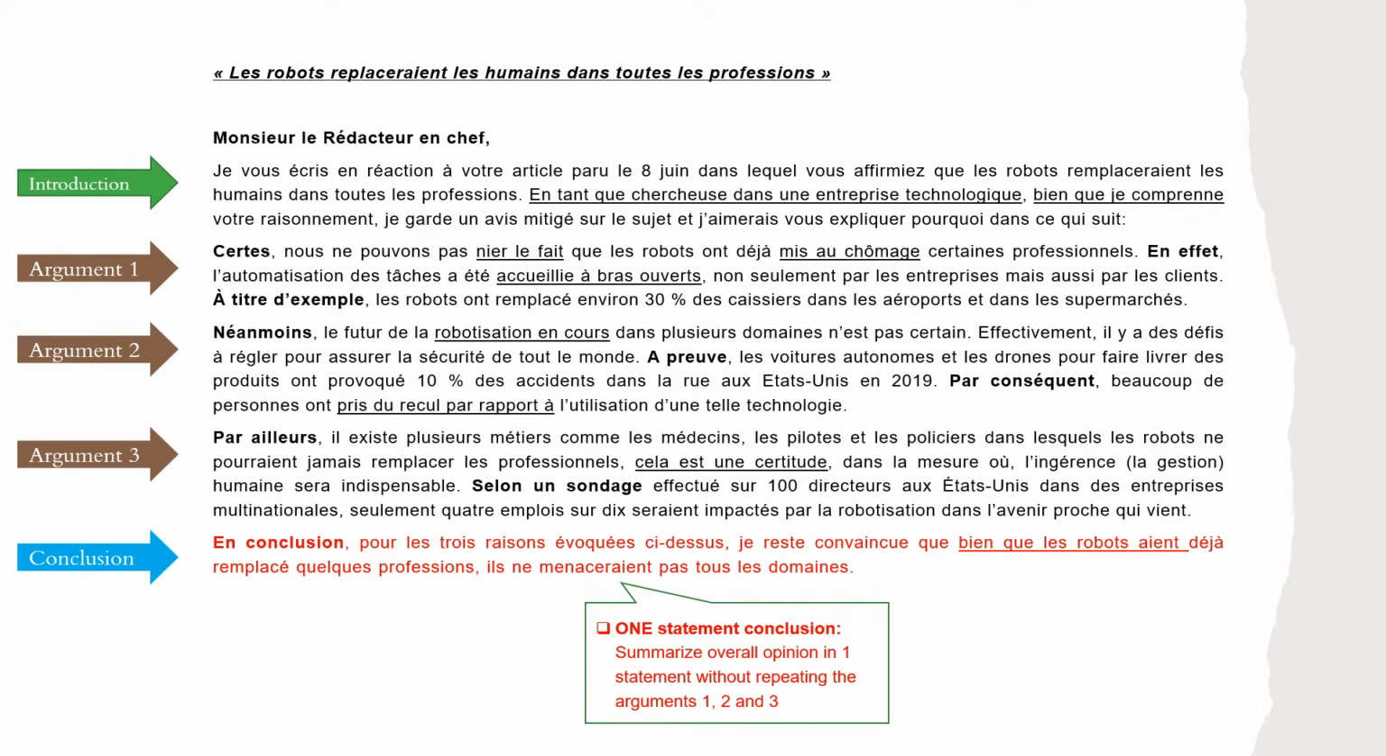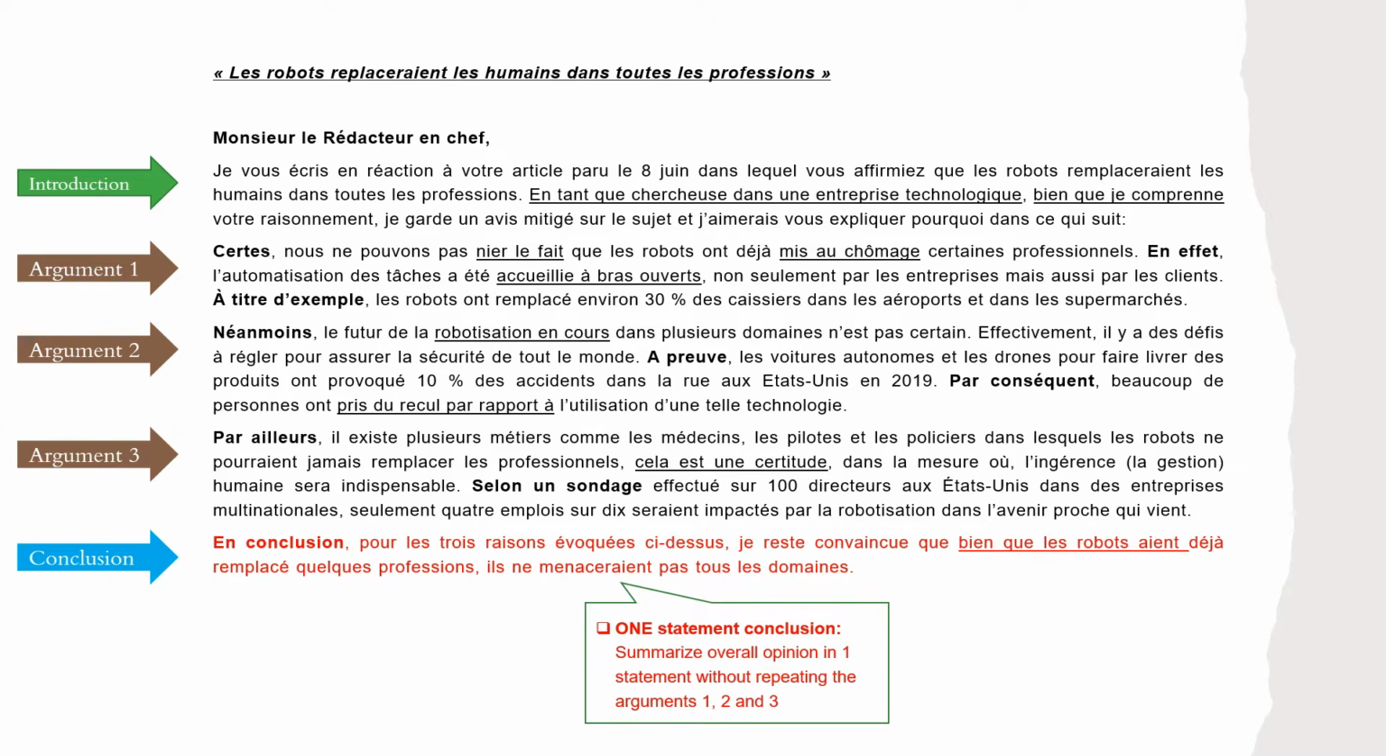Now, next thing is conclusion. In conclusion, we generally use one statement line in which we basically just say that for the three reasons mentioned above in three arguments, I stay convinced that while robots have already replaced some professionals, they can never threaten all the domains. So I've just summarized it in one line. I'm not talking about each argument per se because I don't want to make my conclusion too long. And this is exactly why I've just mentioned that based on the three reasons mentioned above, because there is no point repeating them and we want to keep it to the point.